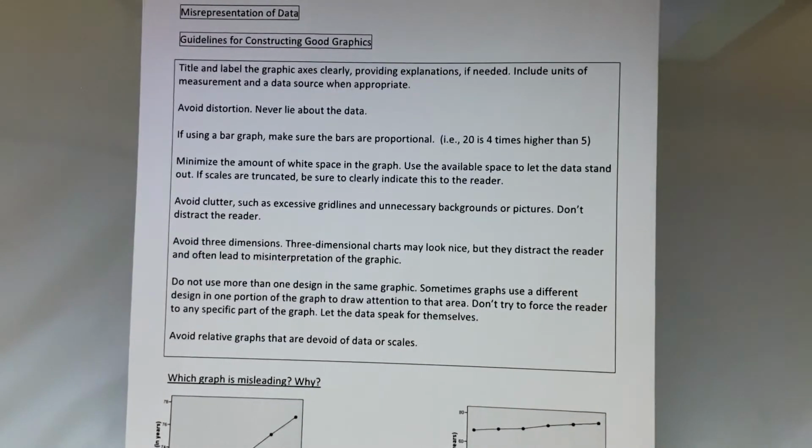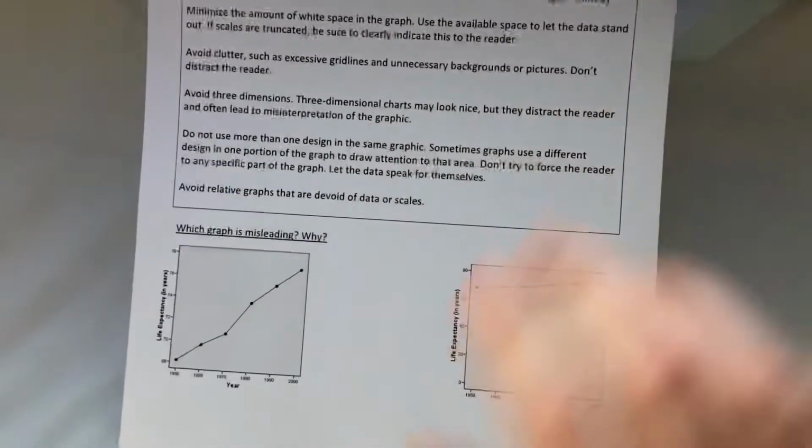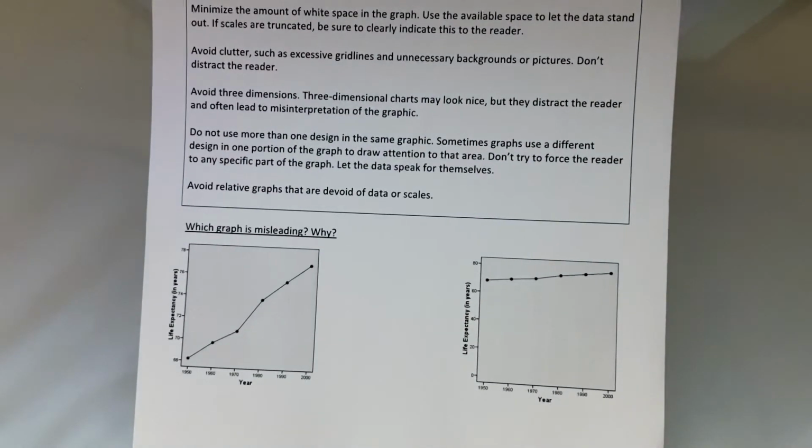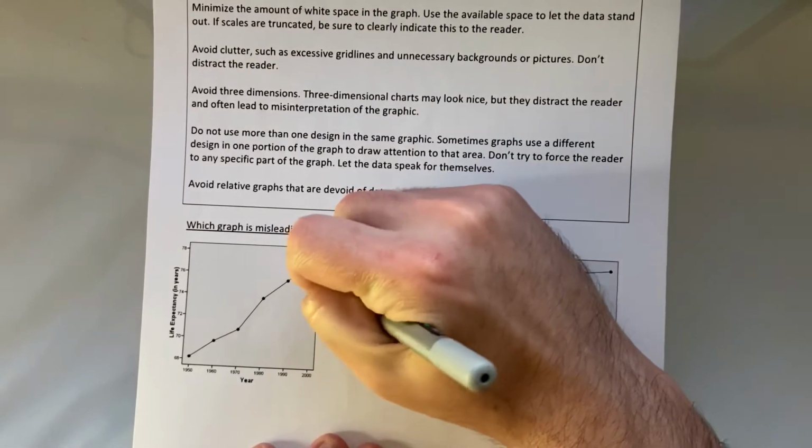Okay, so looking down at the bottom, where we have 2 line graphs or time plot graphs. Which of these is misleading and why? Here we've got life expectancy in years versus the year. The left one is misleading because the bottom doesn't start at 0.